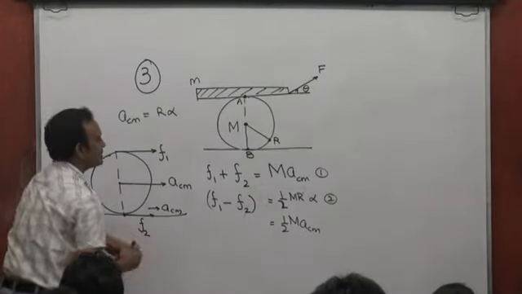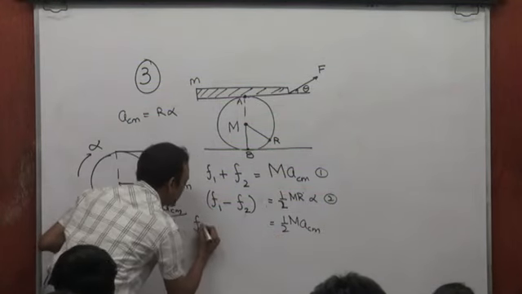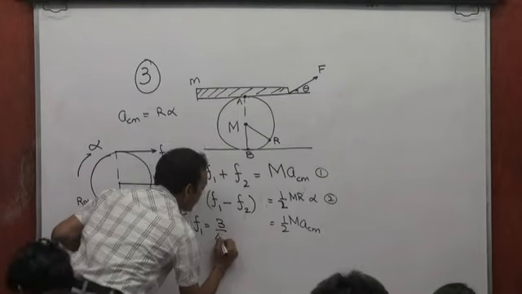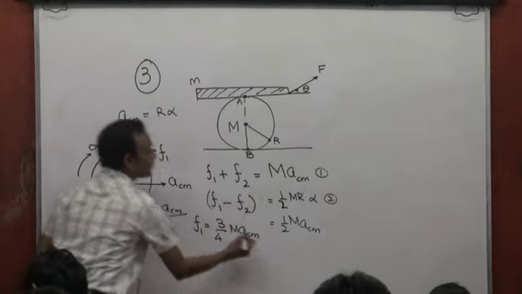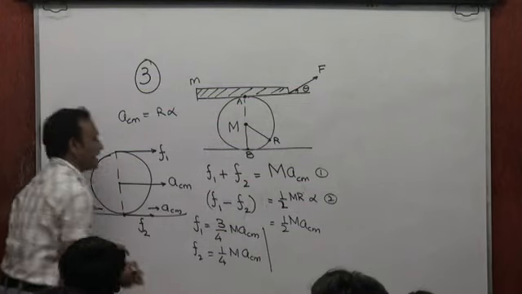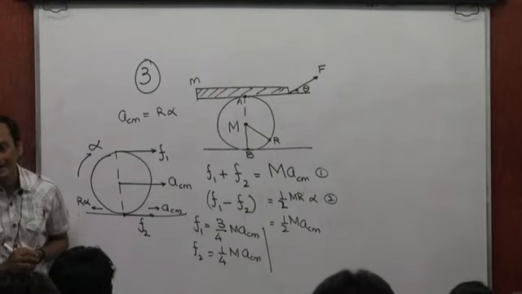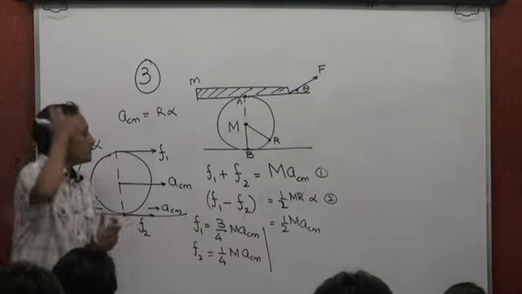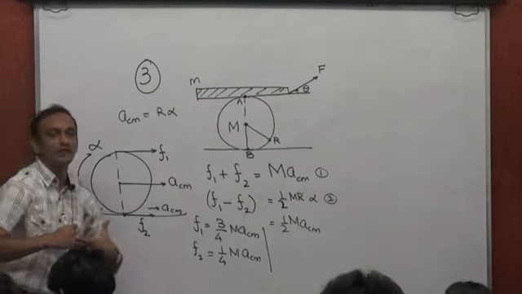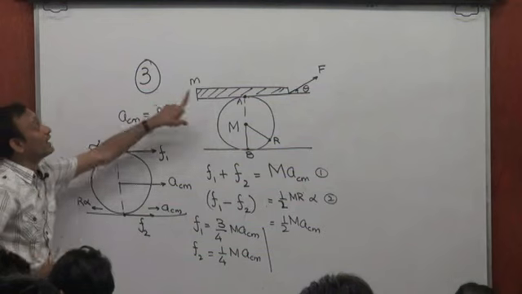If I add these two, then I get 2 F1 is 3 by 2 MACM. So F1 then becomes 3 by 4 MACM, and F2 then would become 1 by 4 MACM. So I know F1 and F2 in terms of ACM. Now the objective is to find ACM. To find ACM, I'll have to look at the plank.